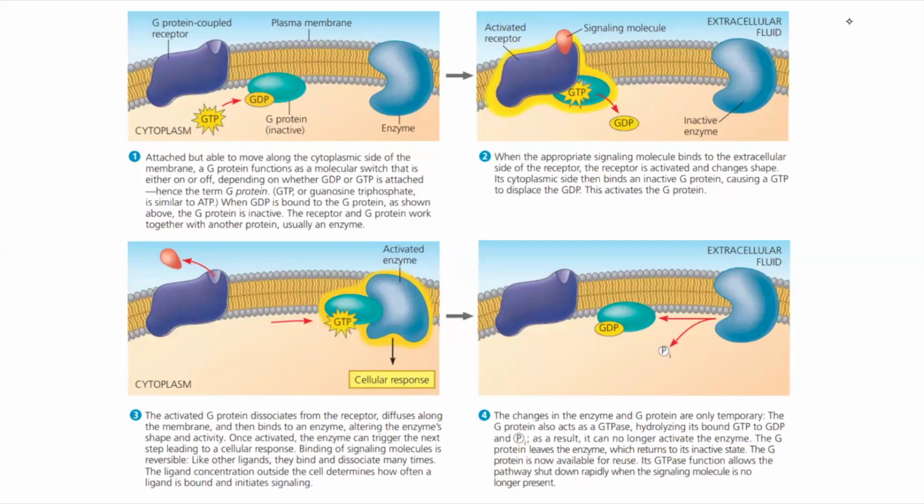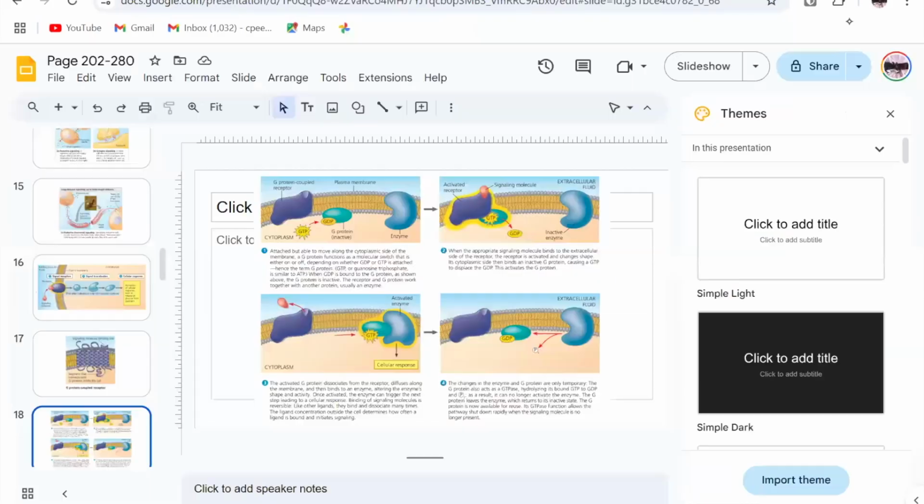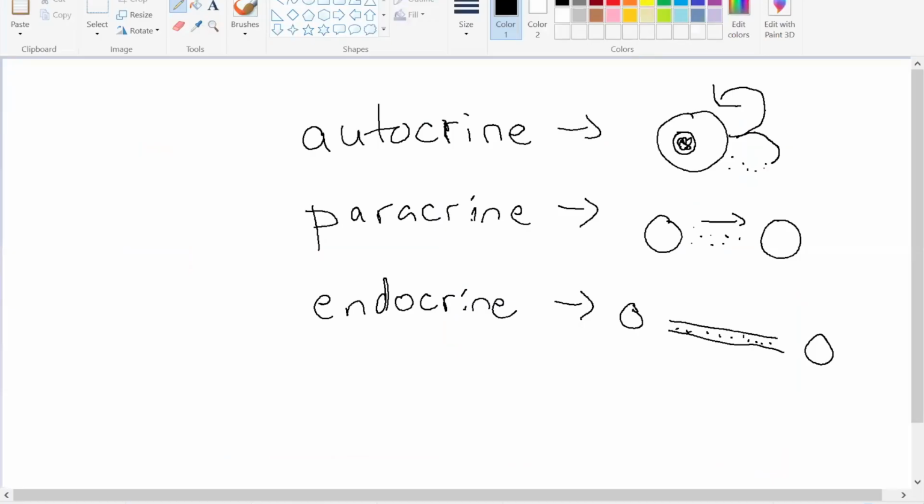So basically we have the receptor and it is going to come into contact with a G protein. If we look at picture 1, we've got our receptor protein, which is the dark blue. We've got our G protein in the middle. The G proteins are called G proteins because they use GTP.